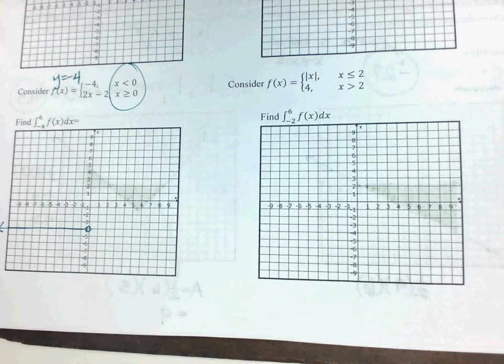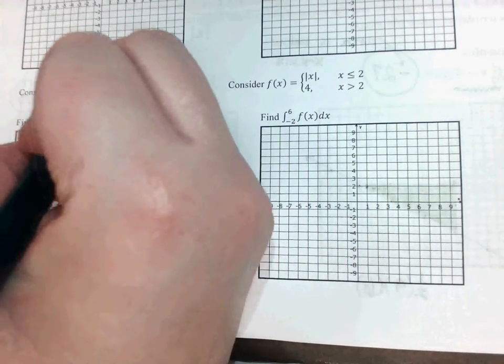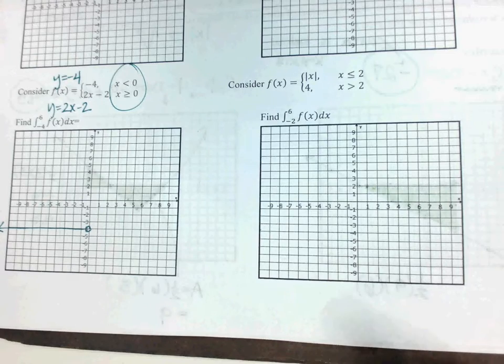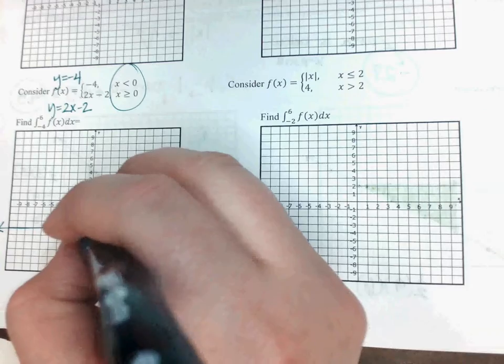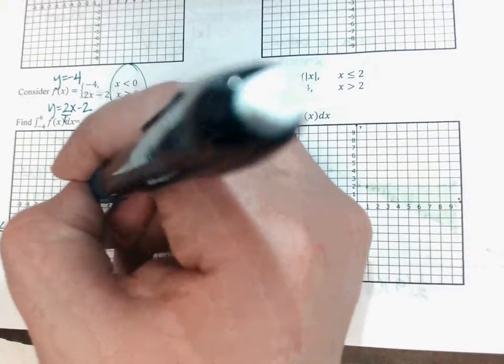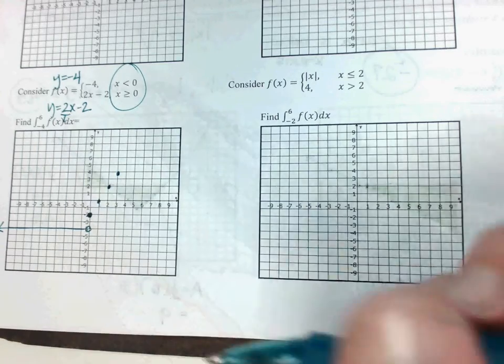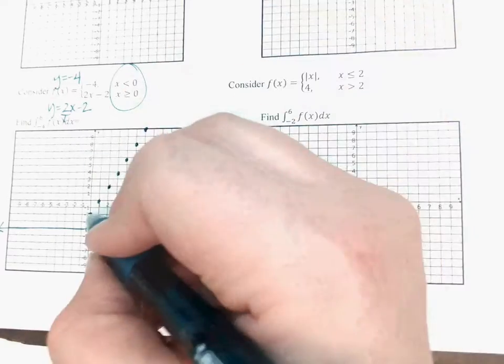Okay, other side. 2x minus 2. What shape is that? Okay, it's linear. Where does it start? -2, open or closed dot? Closed. And then if it's a 2x, that means this slope's 2 over 1. So I'm going to count up 2 over 1, up 2 over 1, up 2 over 1. When can I stop counting? What x? 6. So up 2 over 1, up 2 over 1, up 2 over 1.